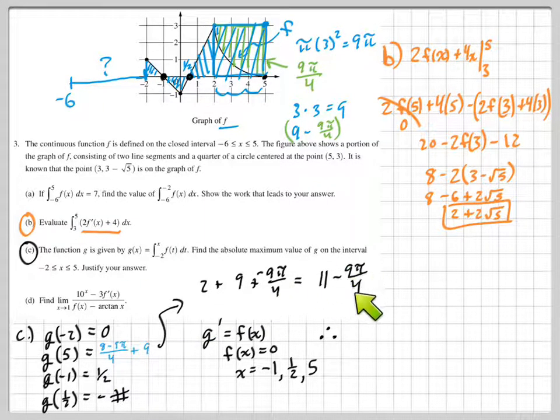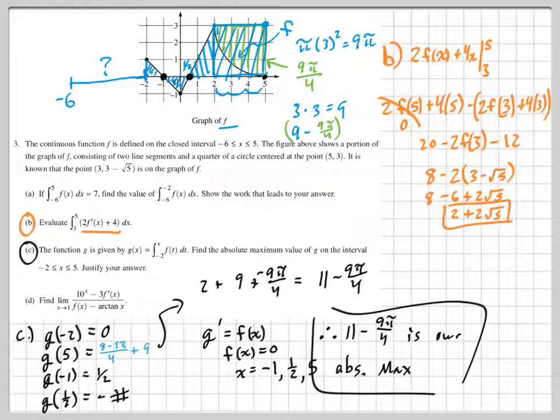And if we do some rough estimating, check this out. Pi is the same as 3.14, so 9 times 3 is 27. And 27 is actually really close to 28, which is divisible by 4. And if you went 28 divided by 4, you'd get 7. And 11 minus 7 would be 4, which is clearly bigger than 1/2. So this must be our maximum. So I'm going to write that out. 11 minus 9 pi over 4 is our absolute maximum, and that's our final answer for letter C.